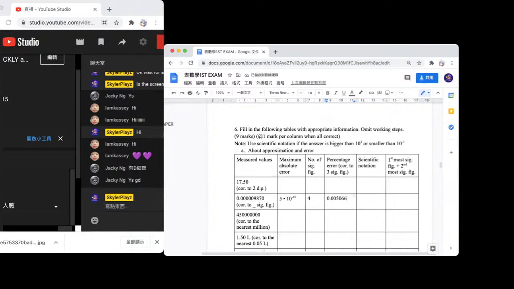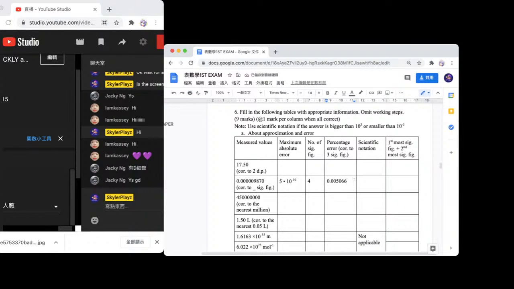Oh, we need to answer the question in 3 sig fig. Correct to 3 sig fig, as you know, is equal to rounding off the number, so we can get 0.00507%.